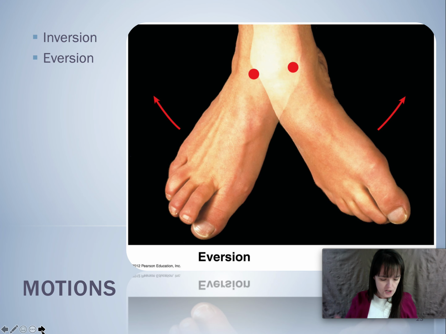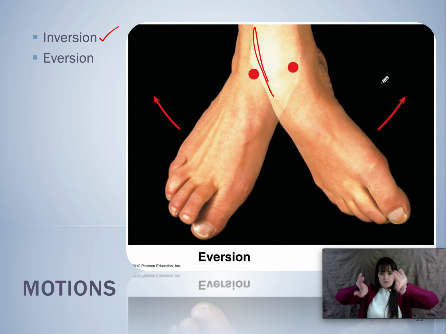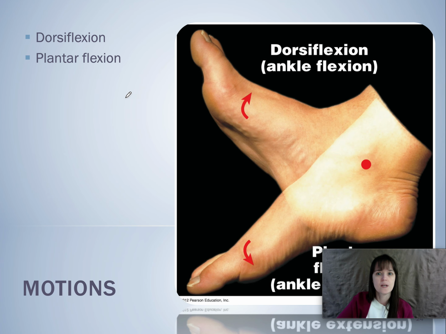And then inversion and eversion happen at the ankle. Inversion is the most common sprain strain of the ankle. Generally, if you're going to get a sprain strain of the ankle, it will be an inversion sprain strain because these lateral ligaments are weaker. So inversion would be like if you walk on the lateral sides of your feet. Eversion is if you walk on the medial sides of your feet. Easier to show in person.